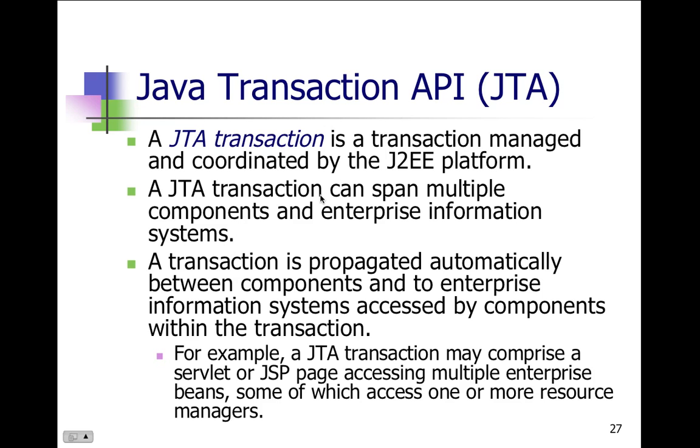So the transaction is managed and coordinated by this particular API, and it spans multiple components and enterprise information systems. It propagates automatically between components to access components within the transactions themselves. And here's an example on the bottom of the screen. For example, a JTA transaction may comprise a servlet or JSP page accessing multiple enterprise beans, some of which access one or more resource managers.